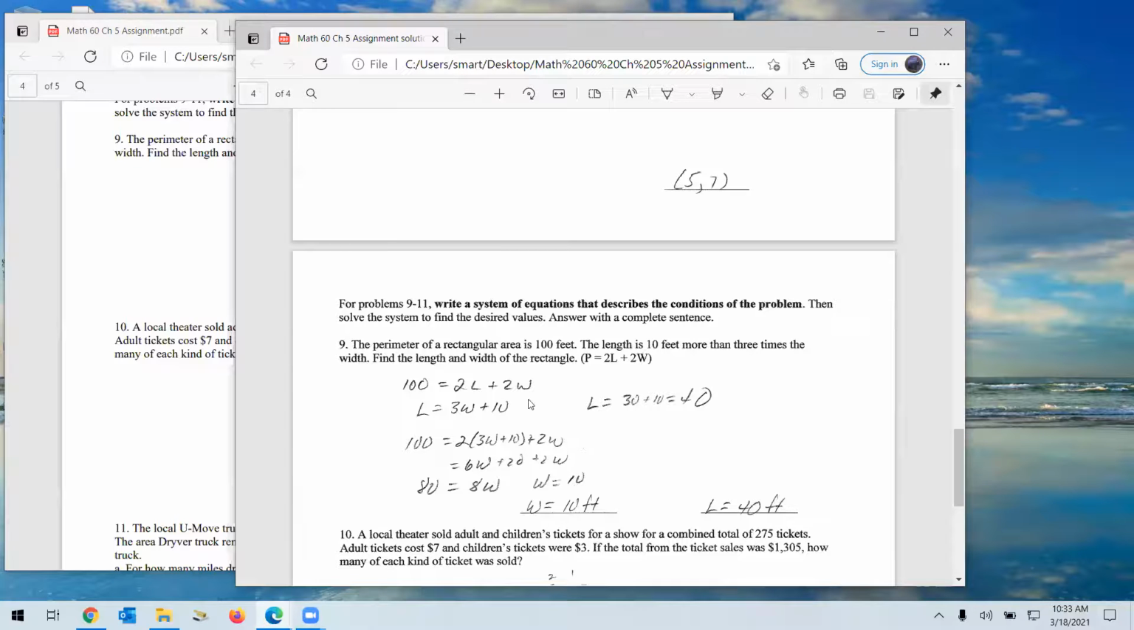Watch out for units on a problem like this. So the width was 10 feet. The length, right, just plug it in here. The length equals 3 times the 10, right? 3 times the 10 is a 30 plus the next 10. So 40, the length was 40 feet.